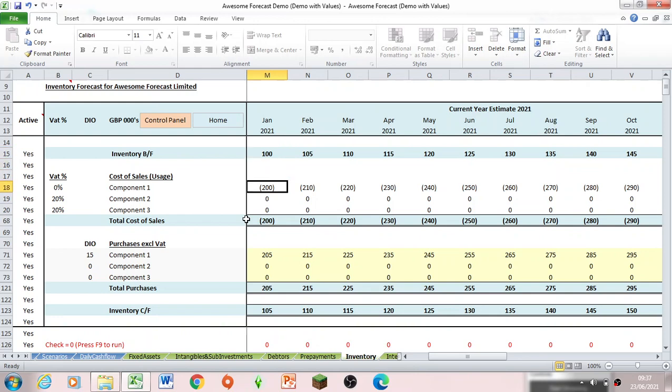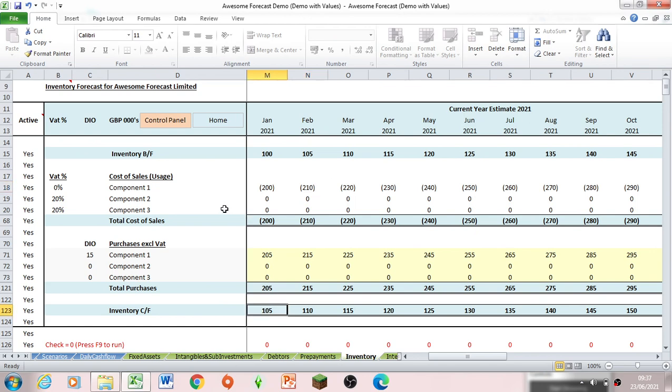We expect to sell 200. Now this time when we buy, we have to buy 15 days worth of next month's stock and 15 days worth of this month's stock. So 15 days of next month is 105, and 15 days worth of this month's sales is 100, so that makes 205, which means we carry forward 105, or 15 days worth of stock, which is half of next month's sales.